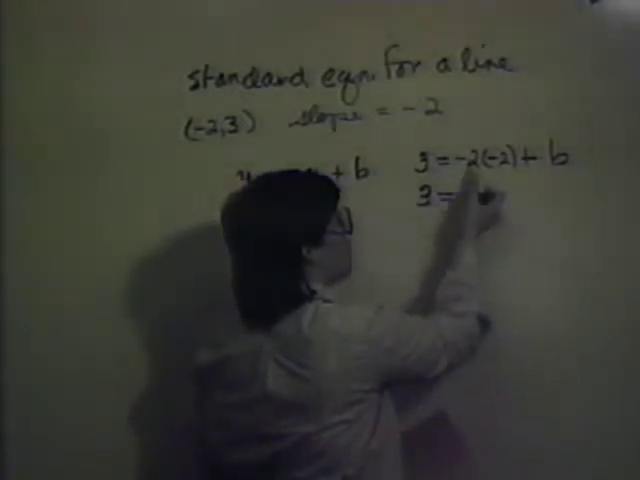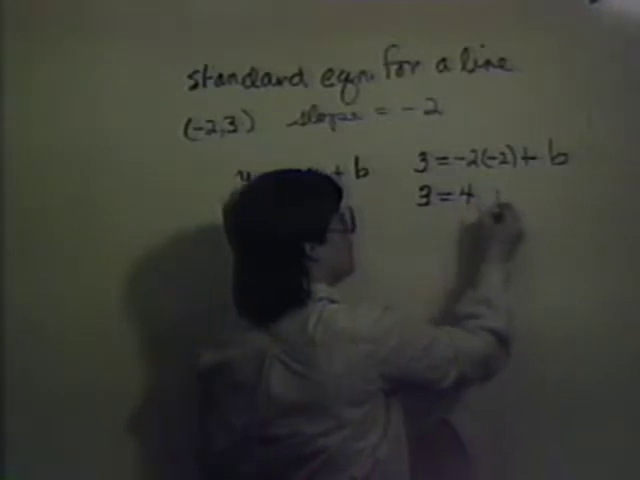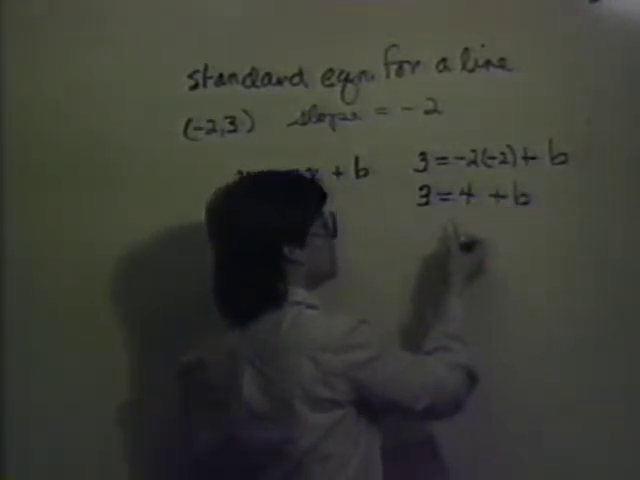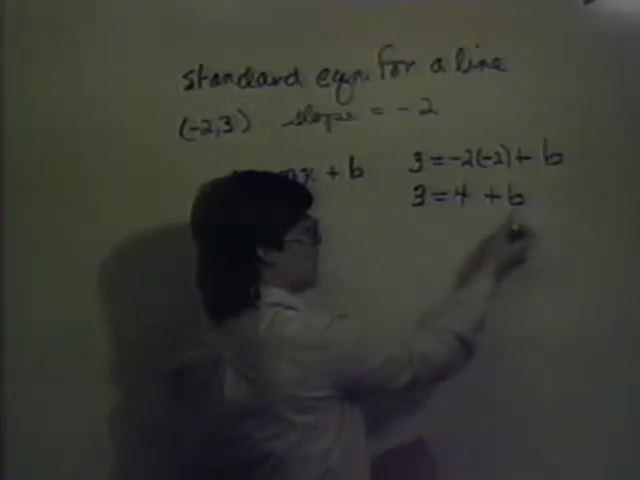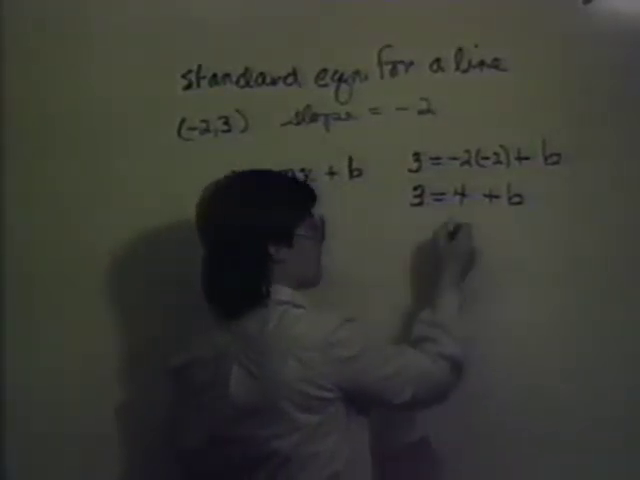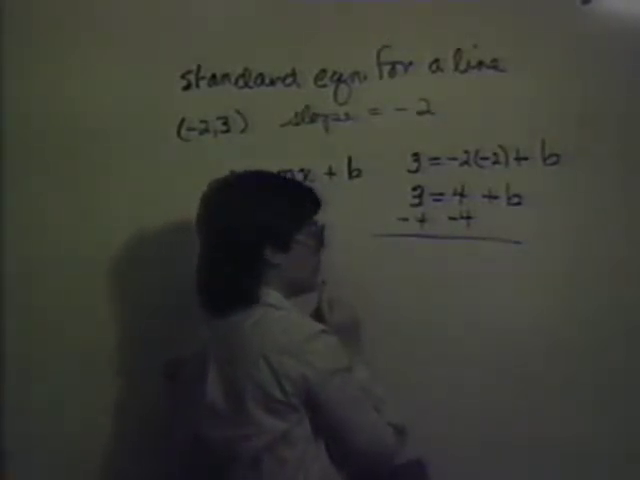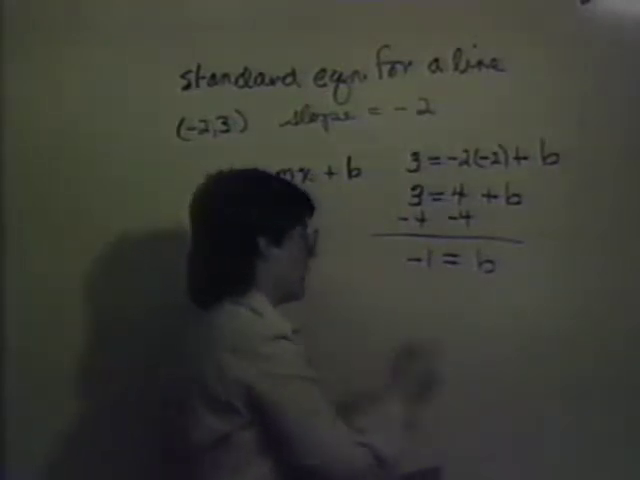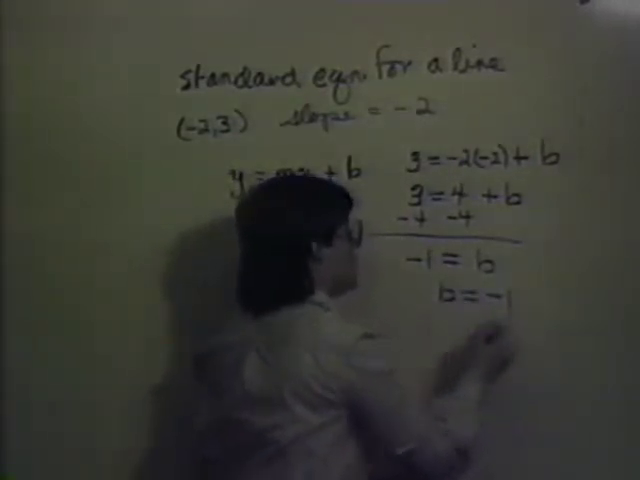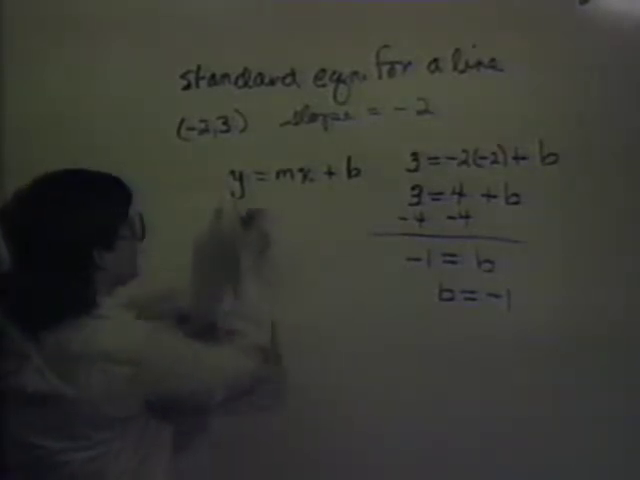So we'll have 3 equals -2 times -2 will be 4. Great. Plus b. Now to solve for b we have to get b alone. Subtract 4. Great. We'll subtract 4 from both sides. That gives us 3 minus 4 is -1. So b must equal -1. Is that right? Yeah.